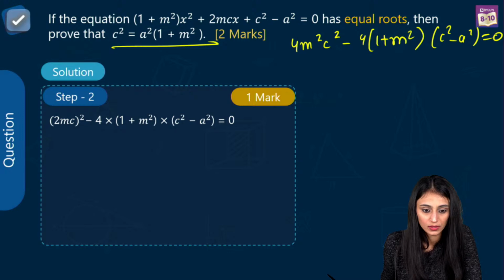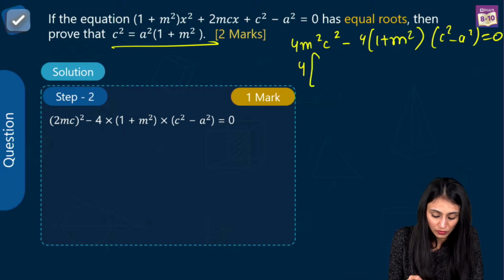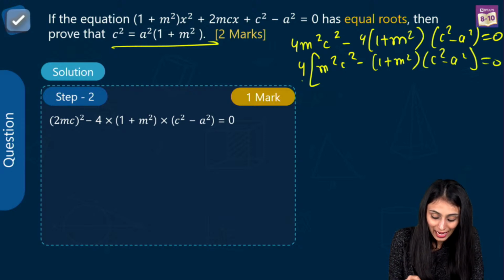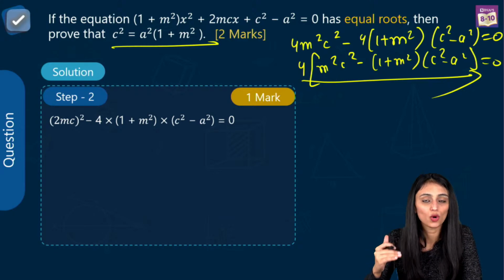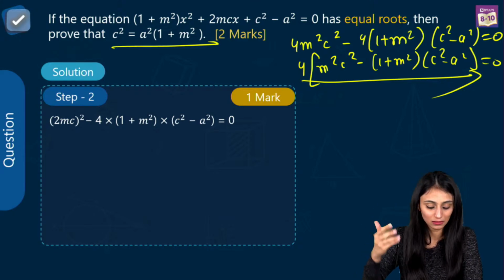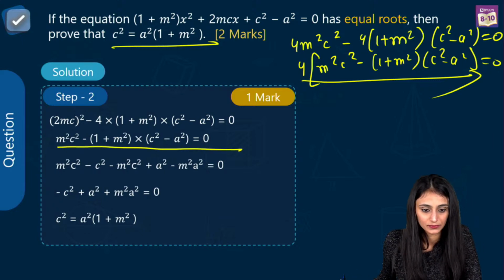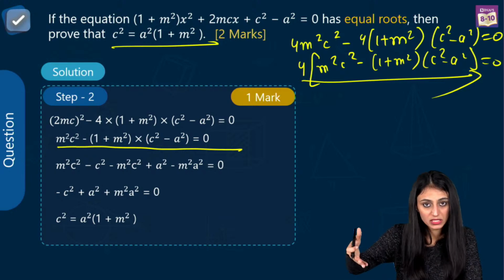Yes? So I'll take 4 common from here. We have m square c square minus 1 plus m square, and this is c square minus a square equal to 0. I'll take 4 to the other side. That would be 0 by 4. 0 upon something is nothing but 0 only, right? So the rest is left here, right? Yes, correct, Disha. Other side of 0, that would be 0 by 4, right?